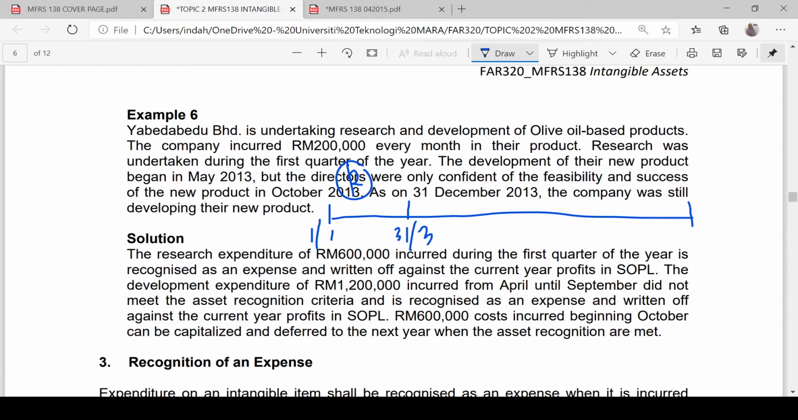The development of their new product began in May 2013, but the directors were only confident of the feasibility and success of the new product in October 2013. In the question, we are not going to show all the list of criteria that they need to demonstrate for the expenditure to be capitalized as intangible asset. But we are going to mention something like this: confident of the feasibility and success of the new product, meaning that they are able to demonstrate all of those criteria. So meaning in October 2013.